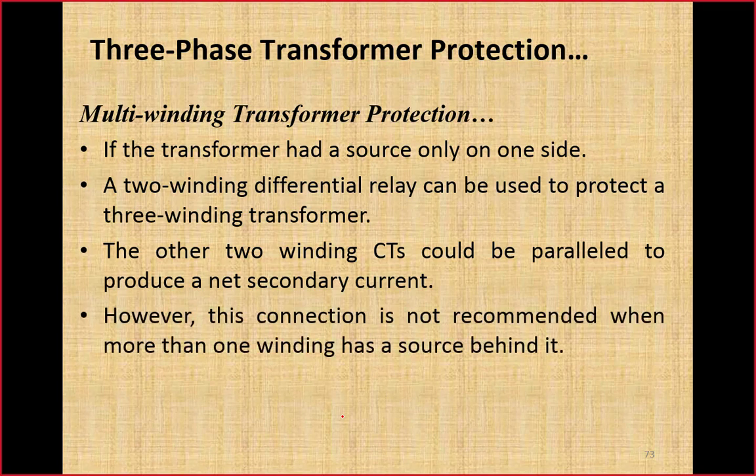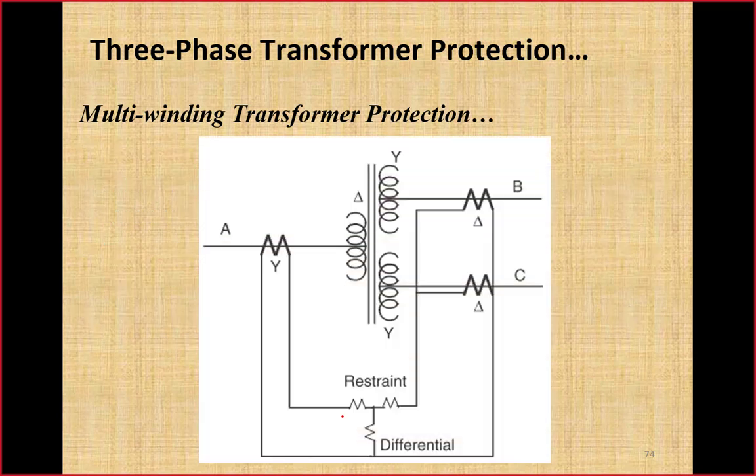However, this connection is not recommended when more than one winding has source behind it. This is how we can use a two winding differential relay for a three winding transformer, because we had assumed that source is only behind winding A, winding B and winding C are connected to the load only. So we had connected them in parallel, and their combined effect will be passing through this retaining coil. So this is how we can use a two winding differential relay for a three winding transformer.